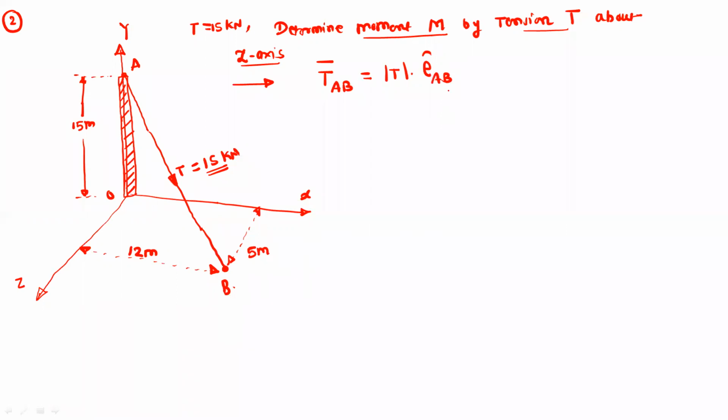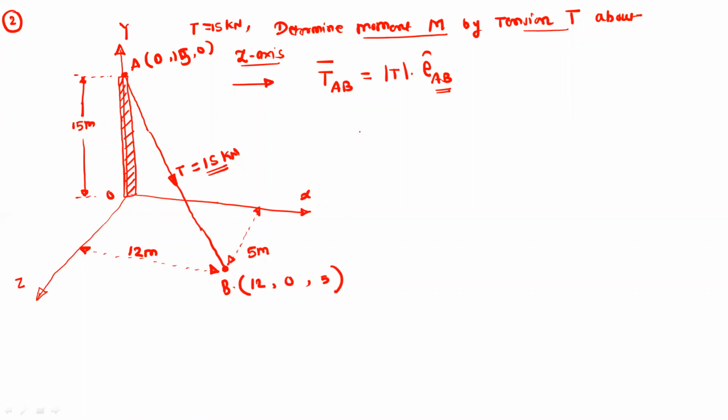To find this unit vector, first find the coordinates of point B and point A. B lies in the XZ plane, so its Y coordinate is 0. X coordinate is 12 meter and Z coordinate is 5 meter. So 12, 0, 5 are the coordinates. Then point A is along the y-axis, so the remaining two coordinates are 0. So Z is 0 and X is 0 and Y is equal to 15. So 0, 15, 0 is the coordinate for point A.